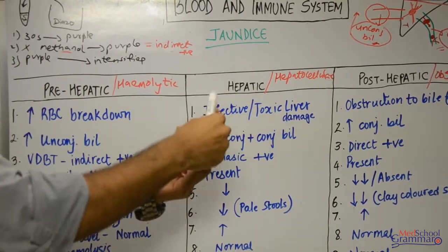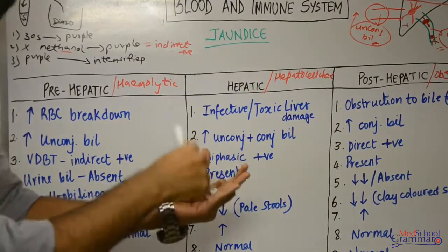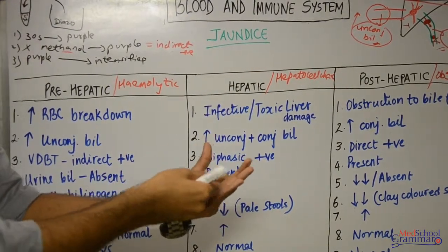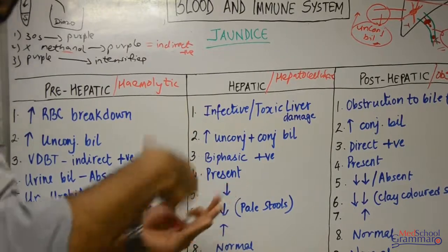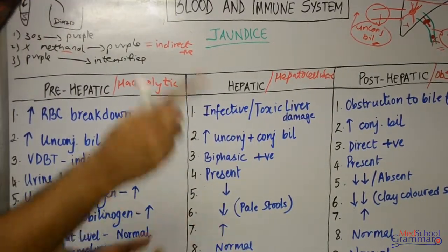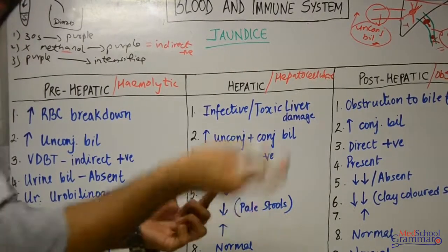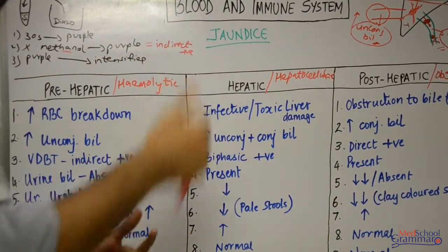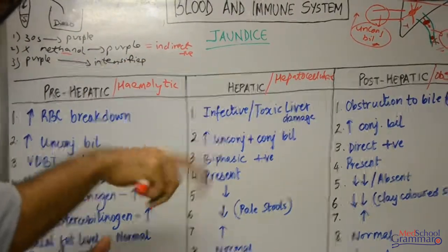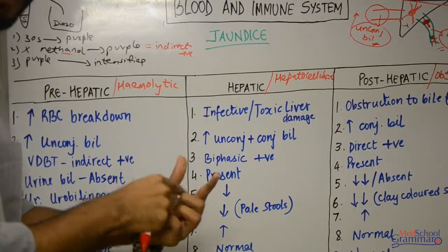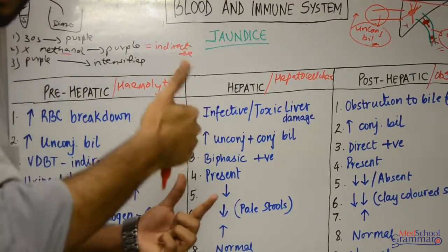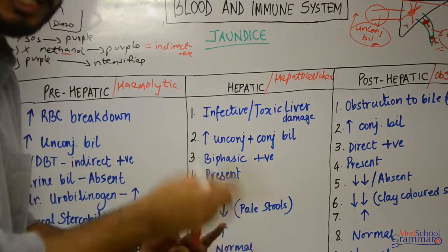So when you add the diazo reagent, it will react with the soluble and form purple color. But when you add methanol, the insoluble bilirubin will become soluble and the purple color formed will be intensified. This is known as biphasic, means 2 times you're getting the purple color. Initially, there is a faint purple color. On addition of methanol, the purple color intensifies, the intensity increases. So this means initially both soluble and insoluble were present, because initial purple color is due to soluble bilirubin, and on addition of methanol, increased purple color is due to insoluble bilirubin, which has now become soluble.